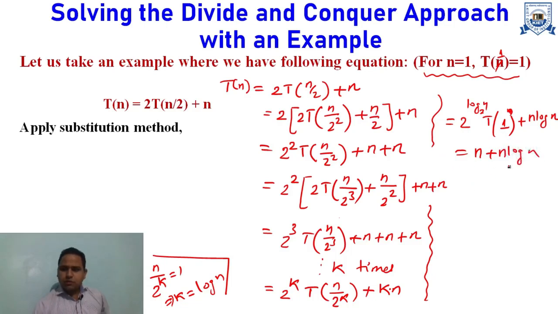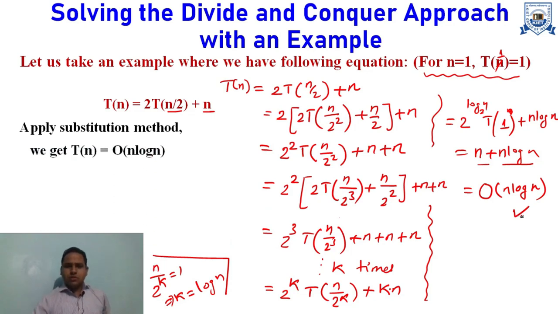Which factor is greater among these two? n log n is greater, so we can say Big O of n log n is the answer. Remember, if we are dividing a problem into 2 subproblems, each of size n by 2, and the cost is n, the time complexity will be n log n. This is how we use the substitution method to get the answer n log n. I think it's easy, you can solve this.